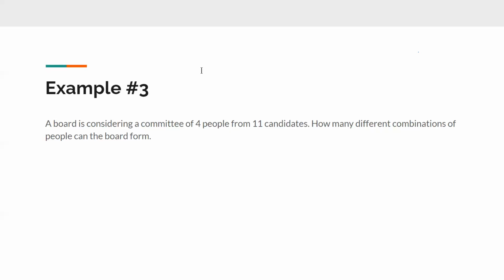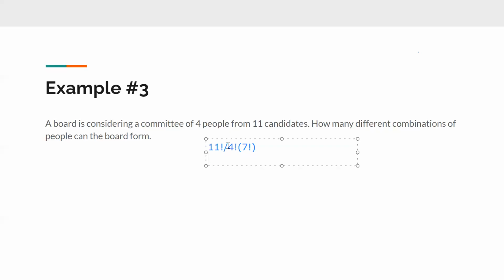So we know that it's n factorial, which is the total number of items in the list, and we know that's 11. We're going to divide that by r factorial, which is just the items we have to pick. So that's 4 factorial and then 7 factorial, because 11 minus 4 is 7. I don't want to simplify this yet.